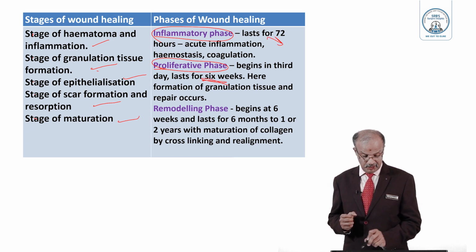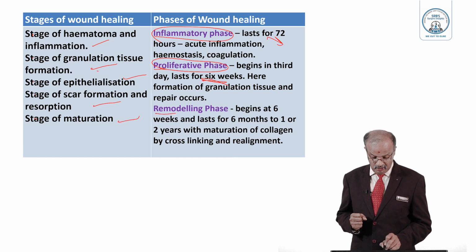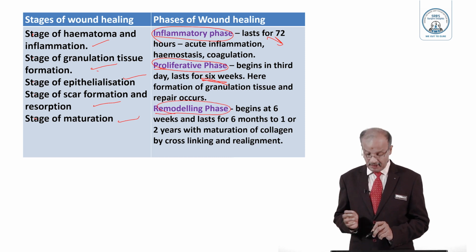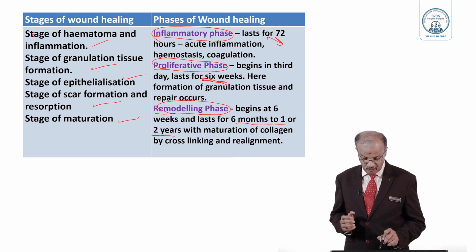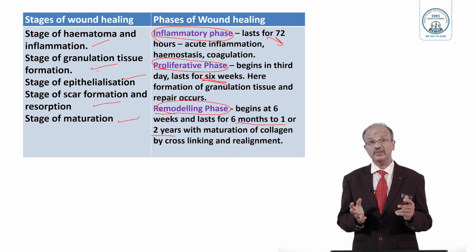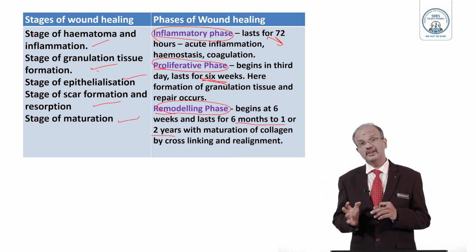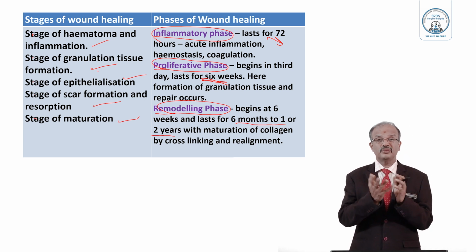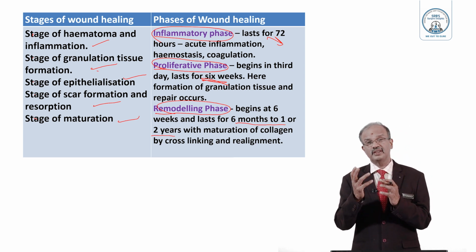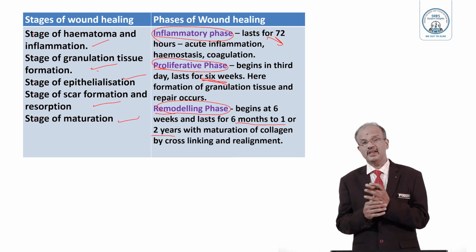Formation of granulation tissue and repair occurs. The remodeling phase begins at 6 weeks and lasts for 6 months to 1 or 2 years. So it's the final stage actually. Initially, an immature scar forms. The immature scar is mainly collagen, collagen type 1 and 3.